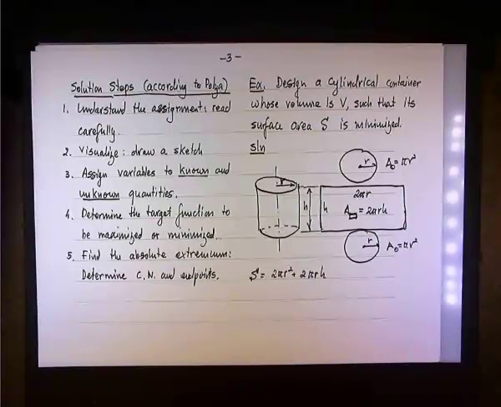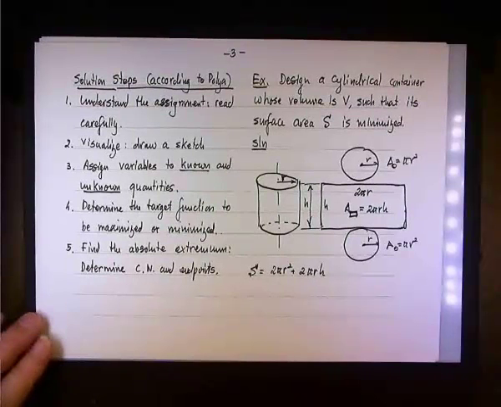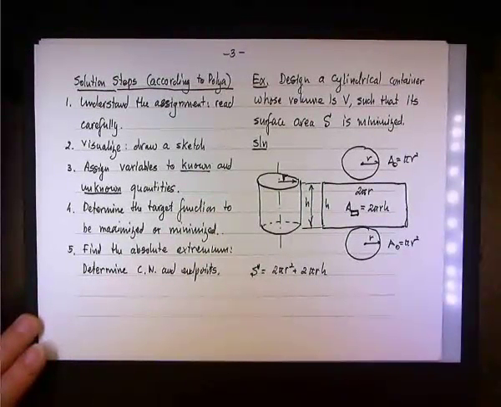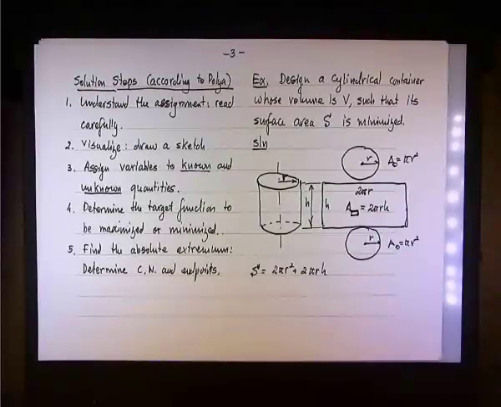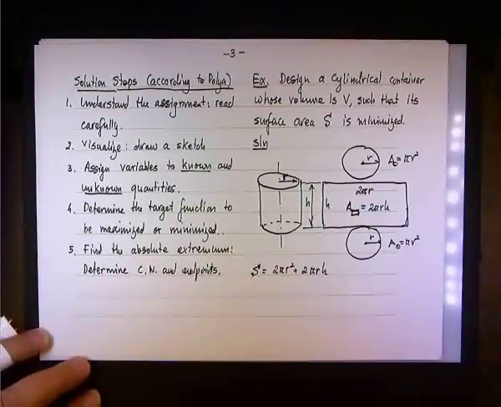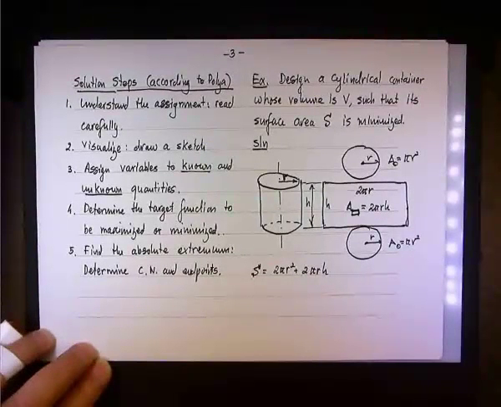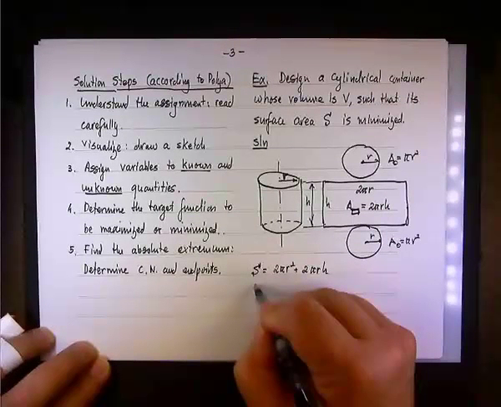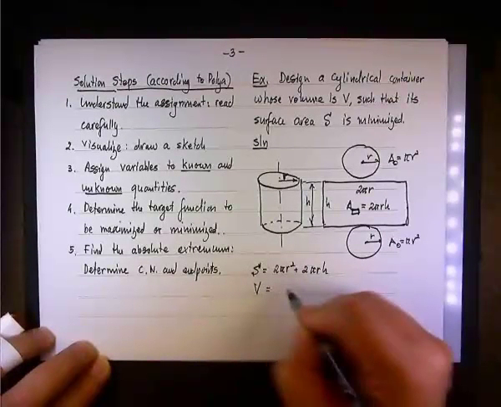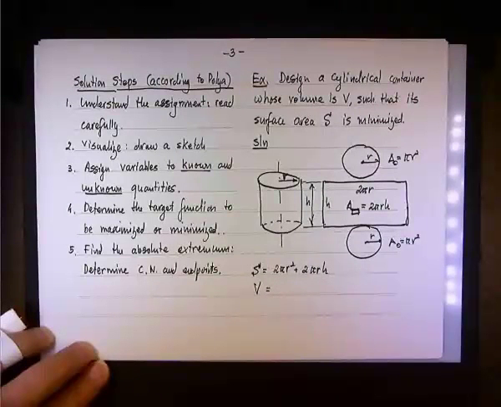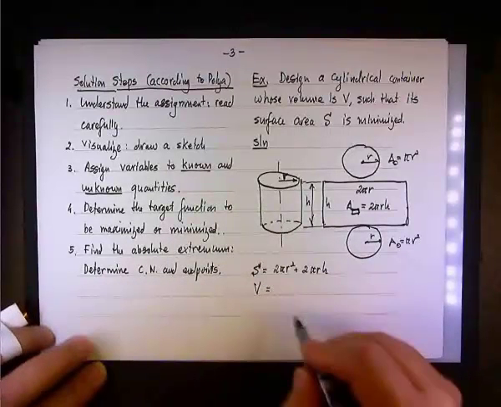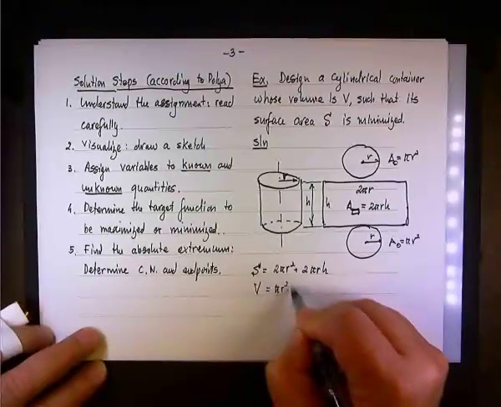Normally when you see a problem like that in a test, you'll be told the volume is 4,000 cubic feet or 5 cubic meters, something like that. That will be given to you, and you need to come up with r and h that minimize the surface area. The volume is given. Do you remember the volume of a cylinder? Area of the circle times height. Right. So it will be pi r squared times h.